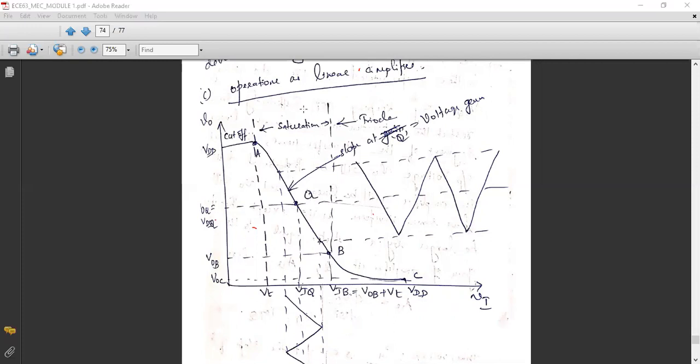This is Q. Corresponding to this Q, I have marked VOQ. VOQ is nothing but VDSQ. The voltage corresponding to your Q point is marked as VOQ, which is equivalent to VDSQ. Similarly, the input voltage corresponding to your Q point is marked as VIQ. Current will not come into this picture. This is a transfer characteristic, a plot between input and output voltage.